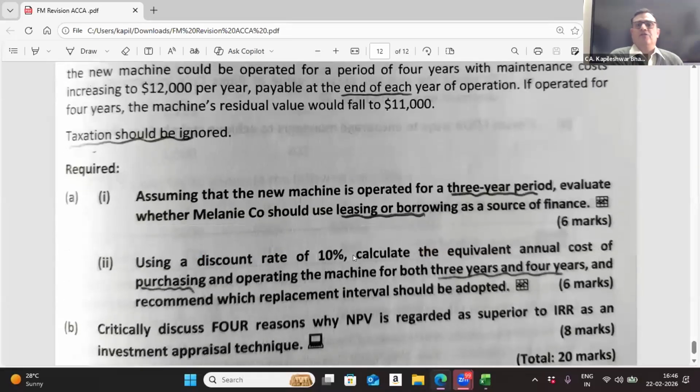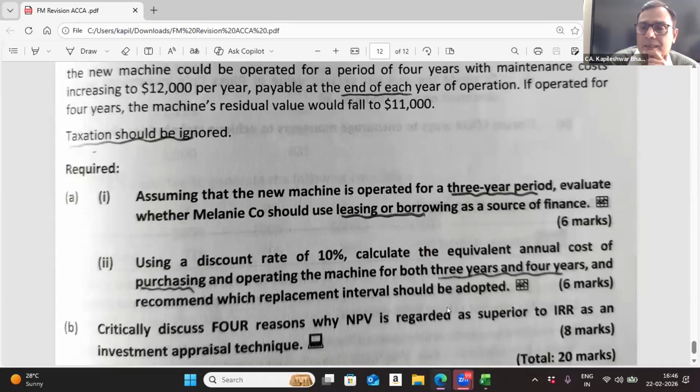So we'll go to the next requirement of the question, same question, where we're looking at the second input. In the second part, it says using a discount rate of 10%, calculate the equivalent annual cost of purchasing and operating the machine for 3 years and 4 years and recommend which replacement interval should be adopted. So we now need to find out what the replacement interval is, 3 or 4.